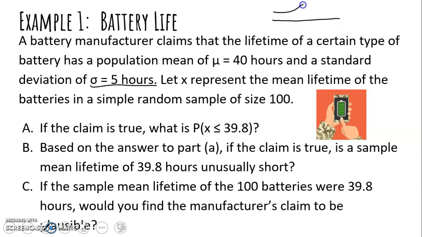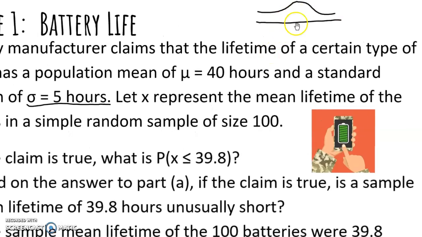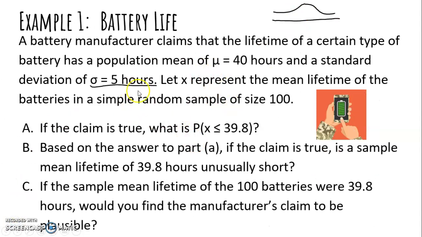So I'm going to kind of draw a very flat looking normal distribution. Now, this is not normally distributed. Well, it could be, it just doesn't say that it is. But since X represents the mean lifetime of the batteries in the simple random sample, it really represents X bar. I'm going to put that up here too. So X bar. So if the claim is true, what is the probability that X bar is less than 39.8?